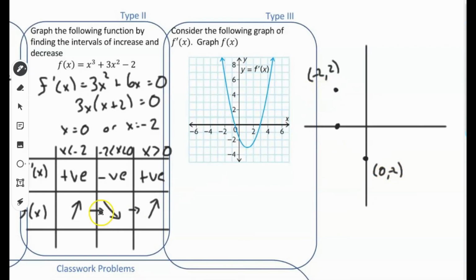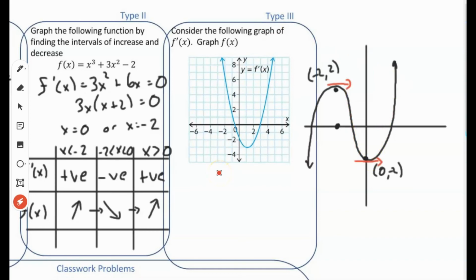Now before here, it's increasing. So it's going to look something like this, an increasing function. Then between, it's decreasing. And then after 0, it's increasing again. So we can do a fairly decent sketch just like that, knowing that here it's increasing, here it's decreasing, and here it's increasing.